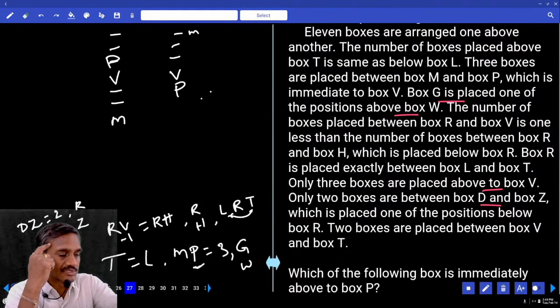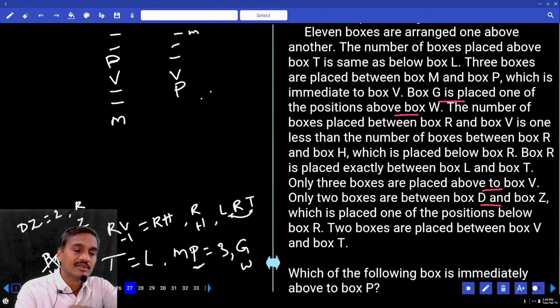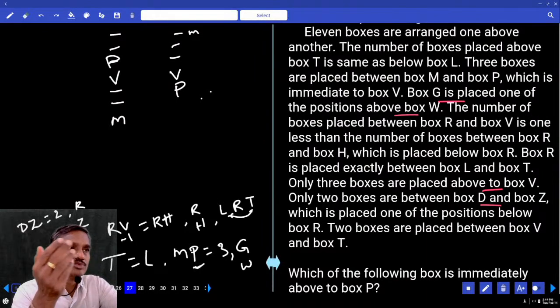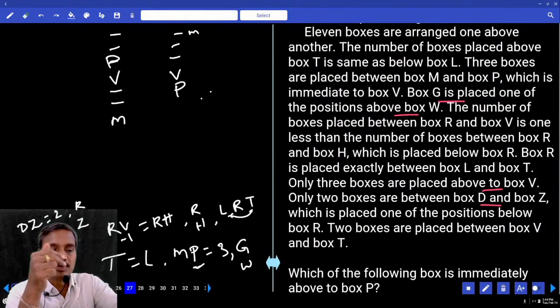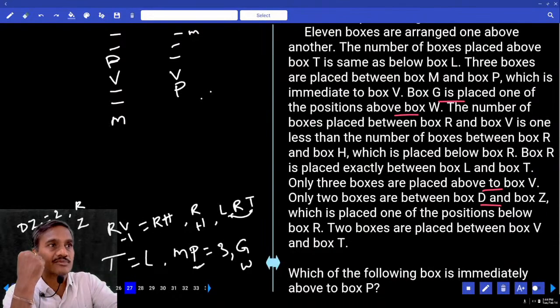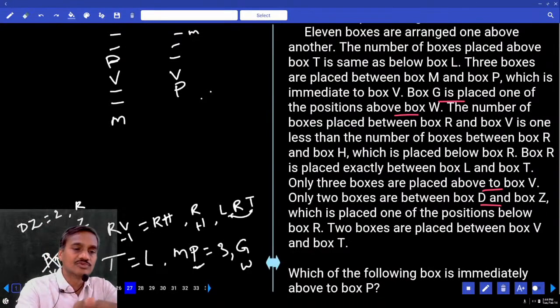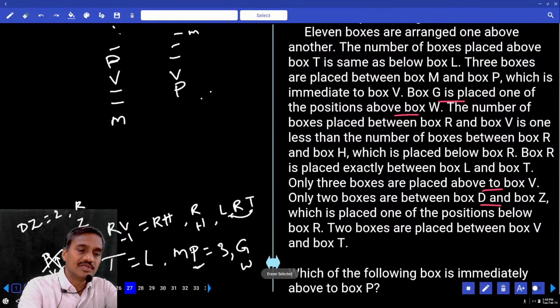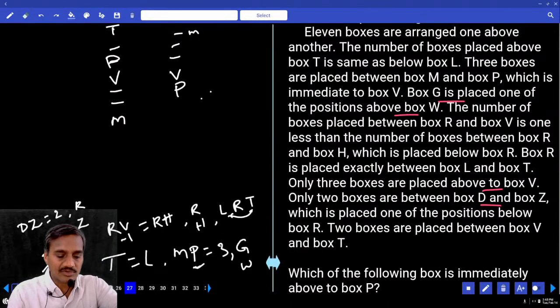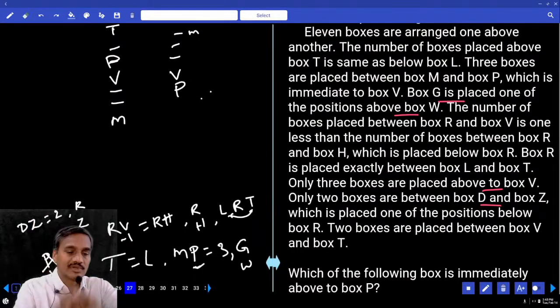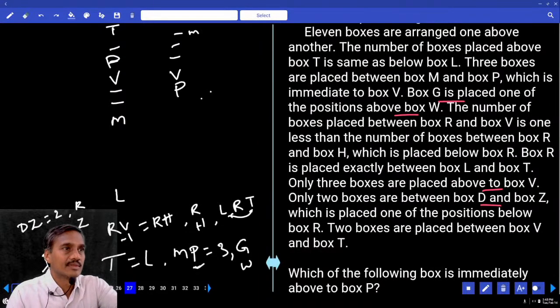And if there are 2 boxes between V and T, is T below this one or above this one? Top. Because below is not possible, since M is already there at that place. Right? Hence T must be at the top place. And where T is at the top, the information is T and L. T is above, hence L must be at the bottom. Tell me, L must be below everything. Right?